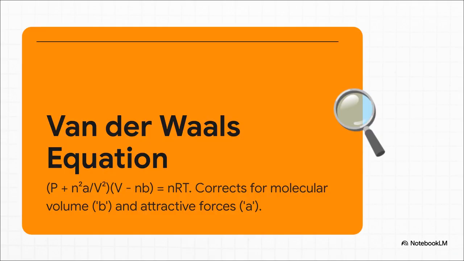For those times when the deviations really do matter, like at super high pressures or really low temperatures, scientists needed an upgrade. The most famous one is the van der Waals equation. You can see it looks a lot like the ideal gas law, but it's been modified. It tweaks the pressure and volume with these constants, a and b, to correct for those real-world attractive forces and the actual volume of the molecules.